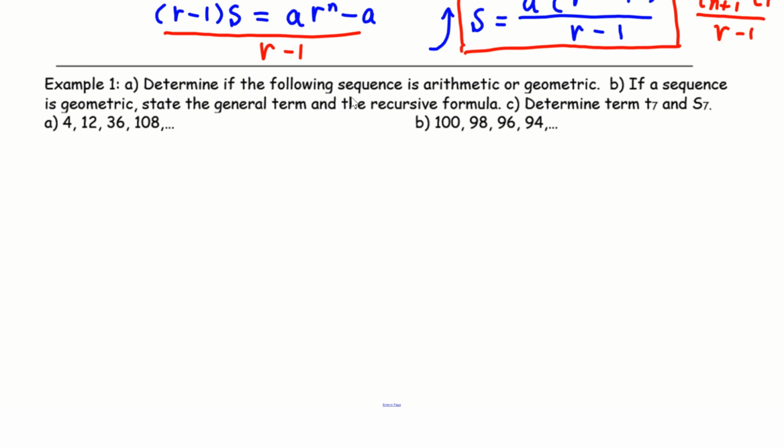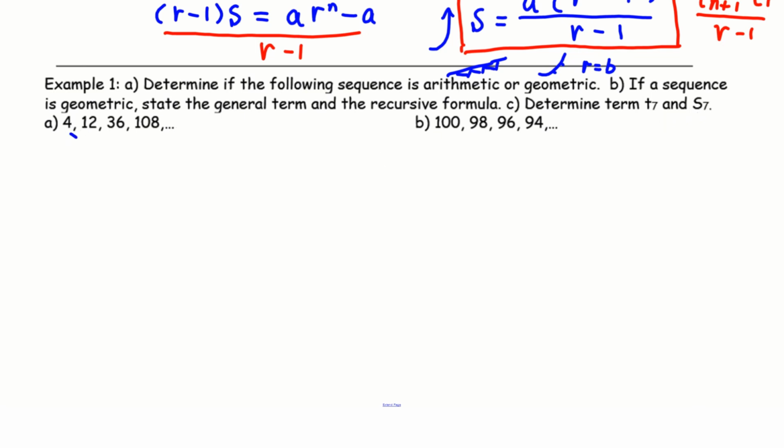So determine if the following sequence is arithmetic or geometric. Arithmetic means it's a straight line, rise over run. The differences are the same. First difference is the same. Geometric is the ratios, the bases are the same. And if it's geometric, state the general term and the recursive formula, and also determine the T7 and S7 if it is a geometric sequence.